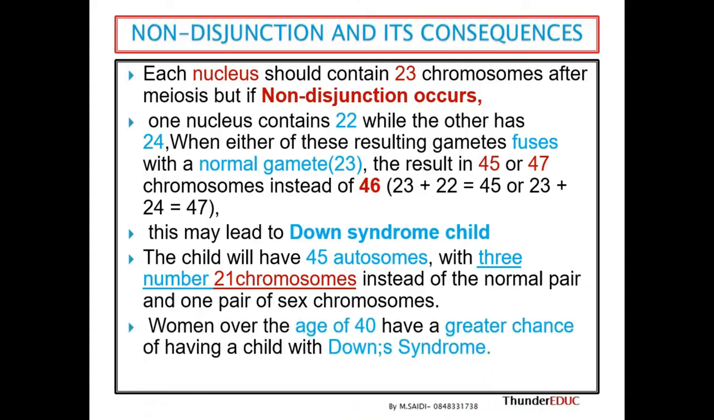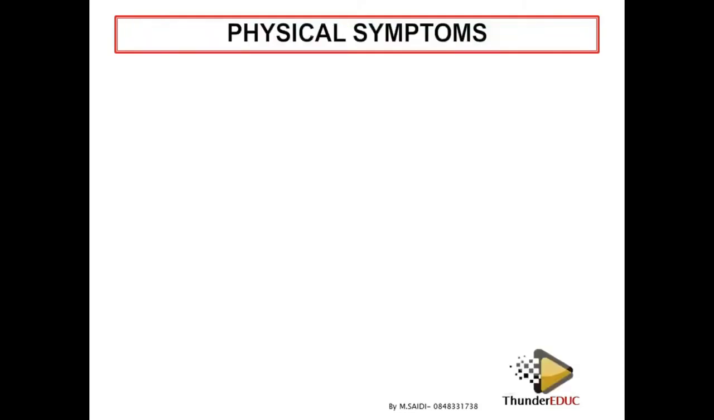And then women over the age of 40 have a great chance of having children with Down syndrome. We're not saying that all the people who are 40 years and above are going to produce kids who have Down syndrome complications. No, we are saying that the people who are 40 years and above have a great chance of having this mutation, a great chance of having a baby with Down syndrome. I think you have ever seen people with Down syndrome.